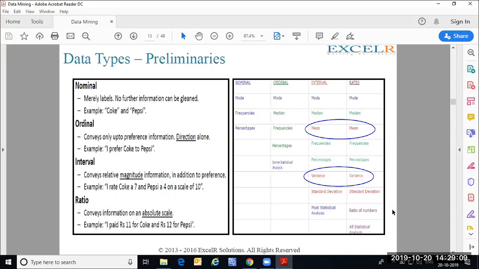Coke and Pepsi are two soft drinks. If I just have the labels without any further information with respect to how many customers are liking Coke or Pepsi, or what kind of sweetness each of these drinks has in it, okay, if I just have the names, it's very hard to compare.